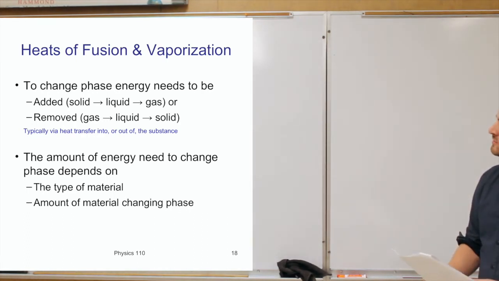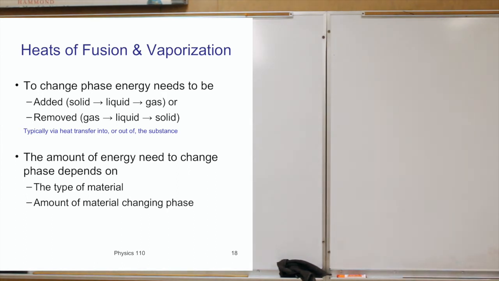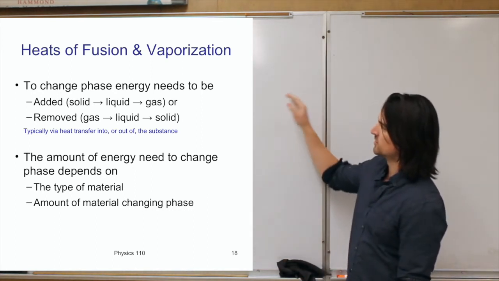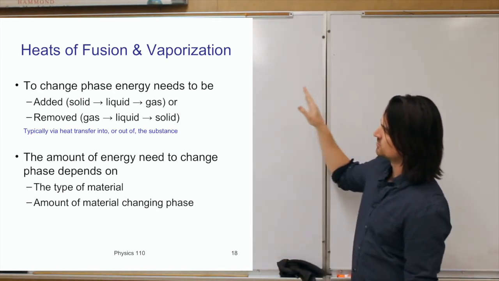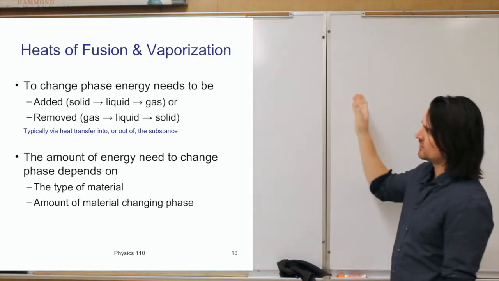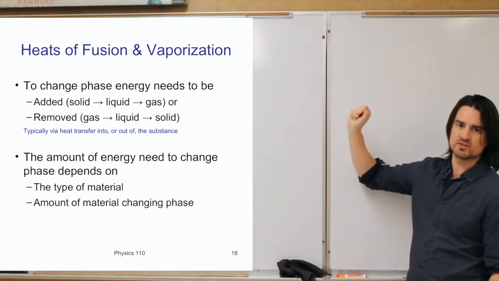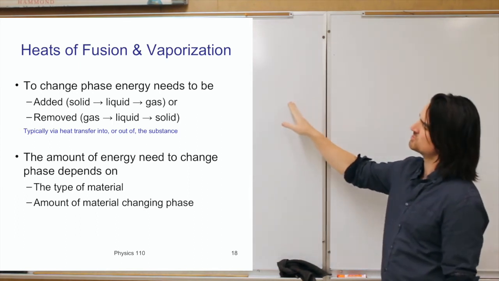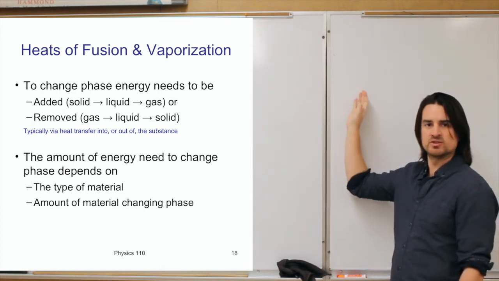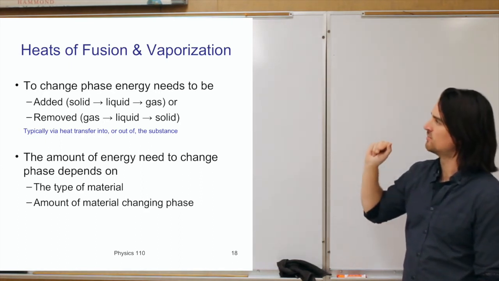So as it turns out, the amount of energy you need to go from a liquid to a gas, or from a gas to a liquid, either way, that amount of energy is what you call the heat of vaporization. Vaporization makes more sense from liquid to gas, but it's actually the same amount of energy to go in the opposite direction. It just needs to be taken out. So both ways, it's the heat of vaporization.